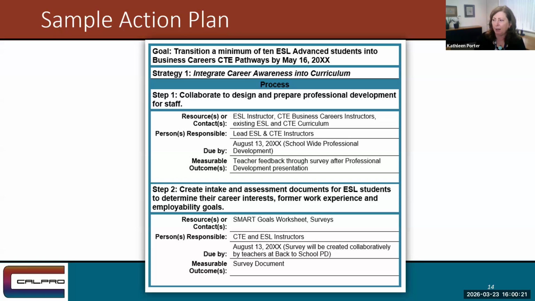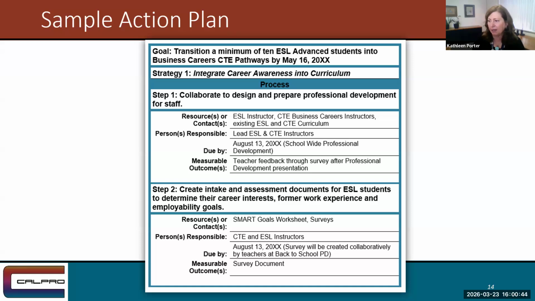The people that are responsible are their lead ESL and CTE teachers. They are going to do this for school-wide professional development in August. And the measurable outcome: teachers will give feedback on how the professional development went after the session.